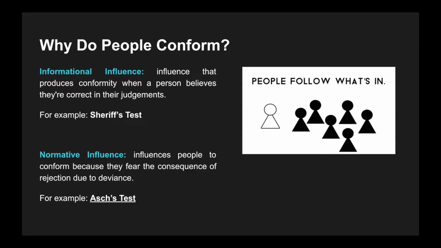Normative influence influences people to conform because they fear the consequence of rejection due to deviance. Influence that produces conformity when a person fears the negative social consequences of appearing deviant. For example, Asch's test.